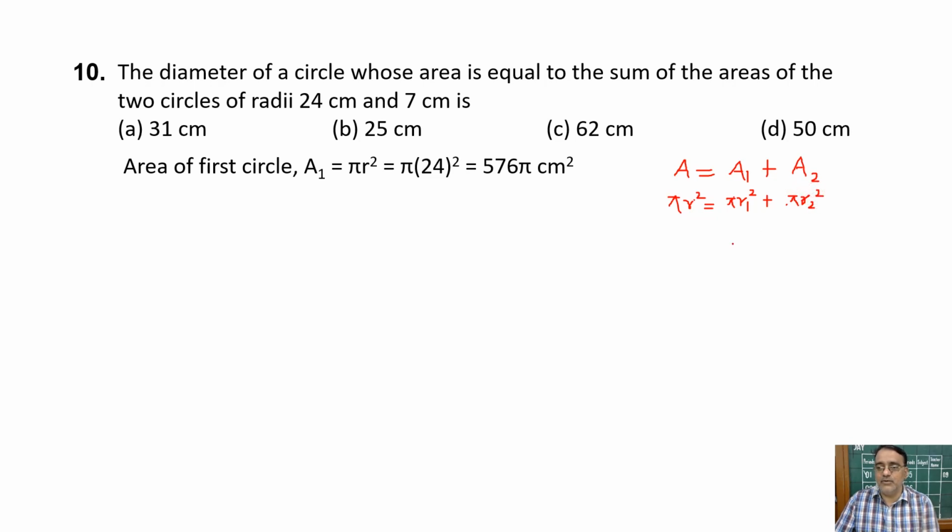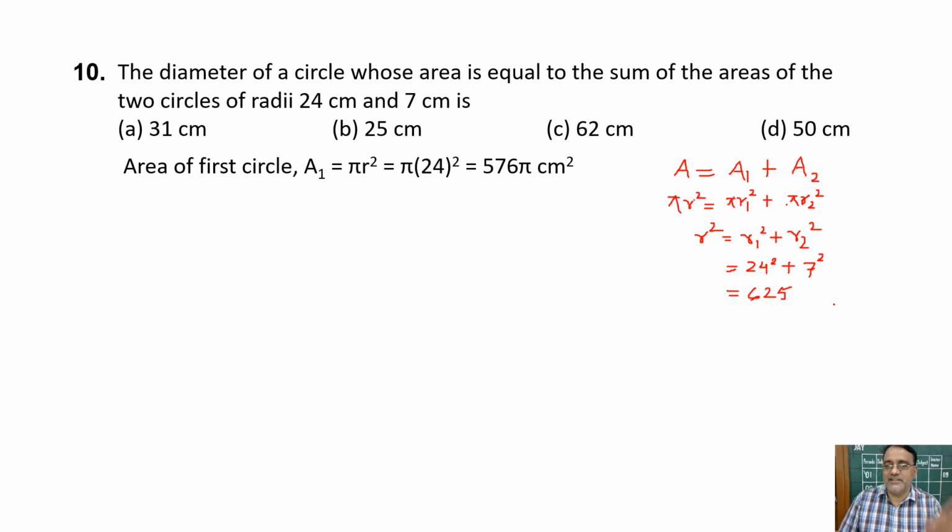सबको पाई से डिवाइड कर लो, so you will get r square is equals to r1 square plus r2 square, and the value of r1 is 24, so ये हो जाएगा 24 square and this will be 7 square. ठीक है, 24 square होता है 576 plus 49, you will get 625. So what is the value of radius? 25, right. This is easy method.